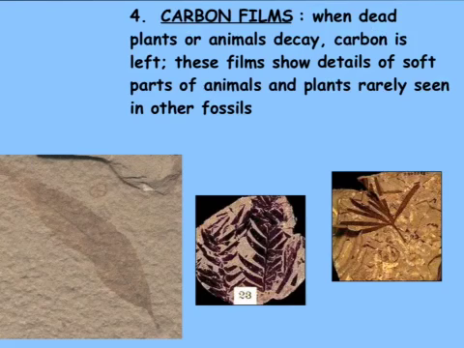Another type of fossil we can talk about are carbon films. When dead plants or animals decay, the carbon is left behind. These films show details of the soft parts of animals and plants that we can rarely see in other types of fossils. So here we can see the fossil of different types of plants, okay? And that's just the carbon that stained the rock basically and was left behind, and shows us what types of organisms, what types of plants and soft parts were at the location at a given time.